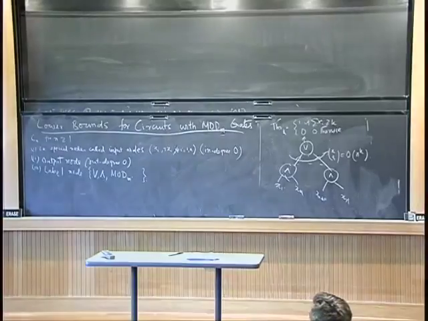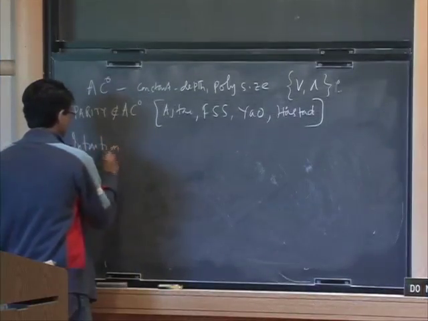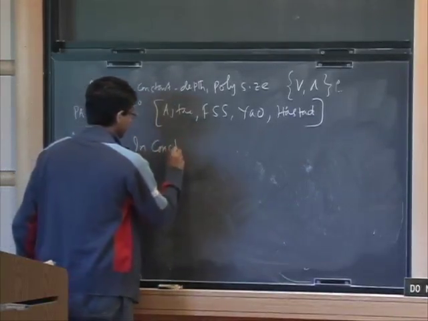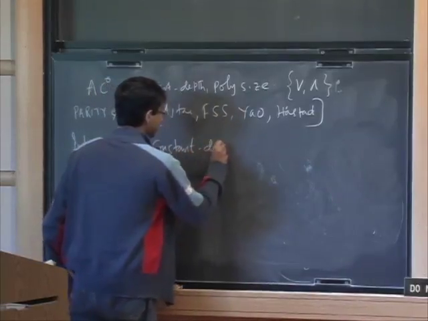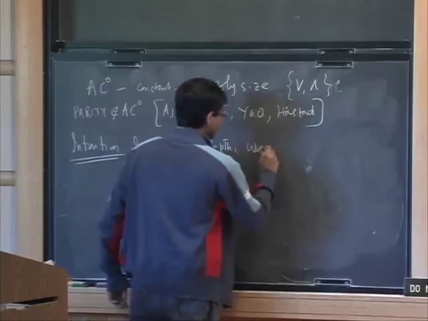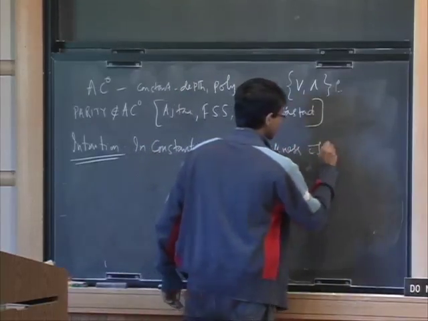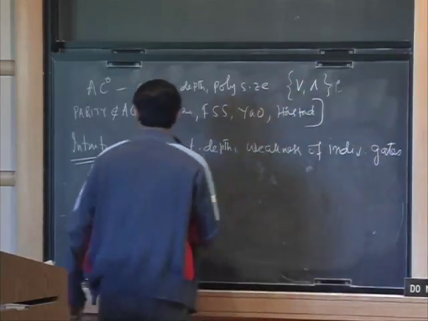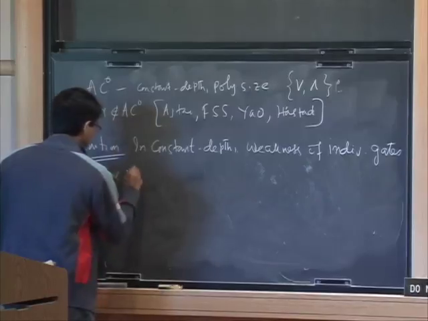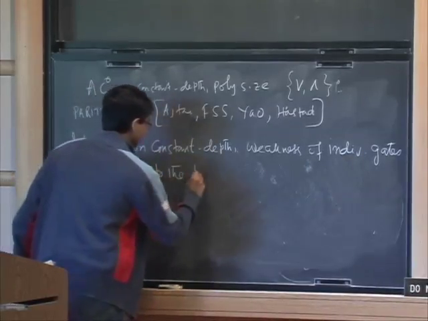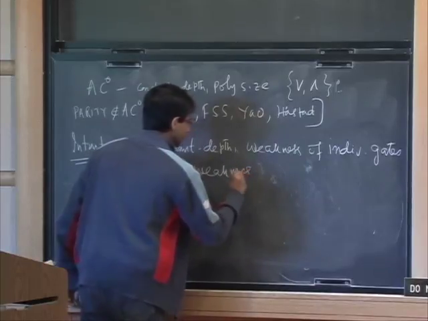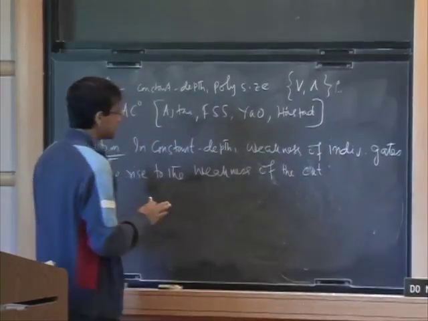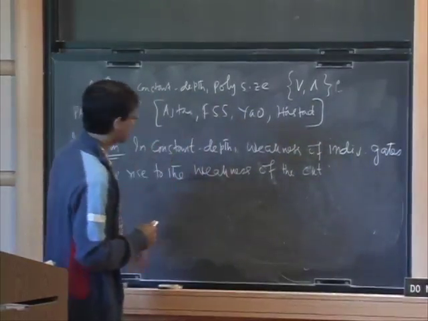So this is the intuition, and it would be important for us: in constant depth, the weakness of individual gates gives rise to the weakness of the circuit. Right. So let's make this formal, because this can be formalized for AC0.